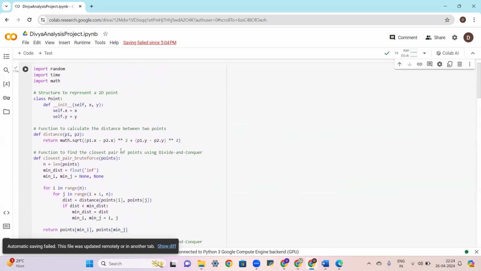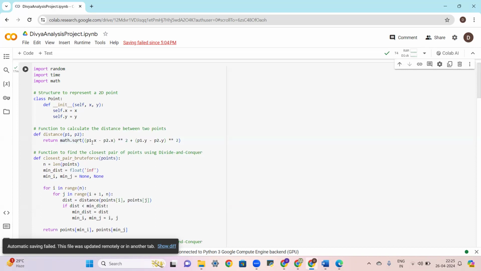Coming to the code that I have written, let's go to the code. We start here with the import statements that are required for the code, such as time and math, since we calculate time complexity based on the time used. We start by defining a point class to store our coordinates, and then we have a distance function that computes the Euclidean distance between two points using the Pythagorean theorem.